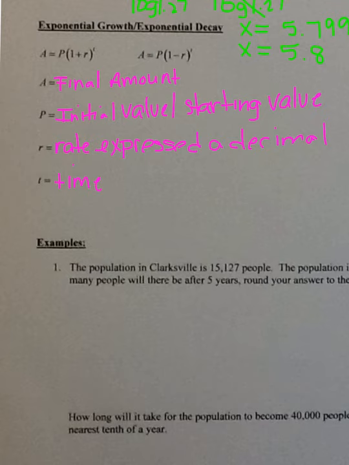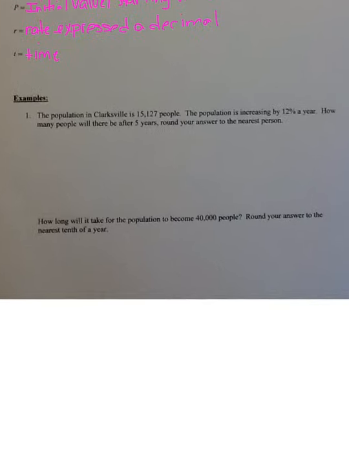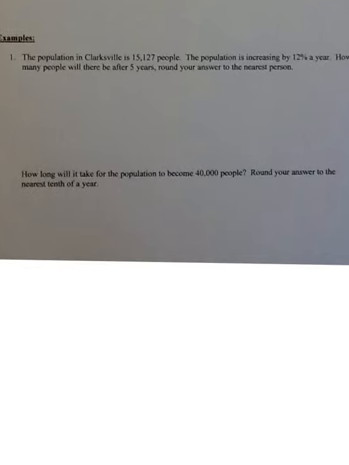All right, so let's take a look at the first example. So we have here, the population in Clarksville is 15,127 people. The population is increasing by 12% a year. How many people will there be after 5 years? Round your answer to the nearest person. Okay, so it is a population growth. So let's just write down the formula. A equals P times 1 plus R to the T power.